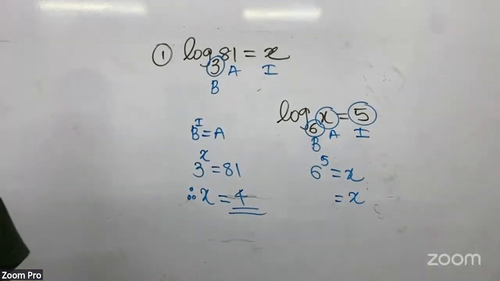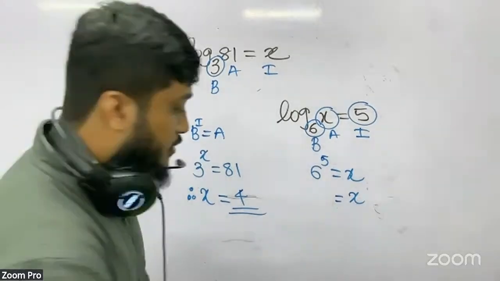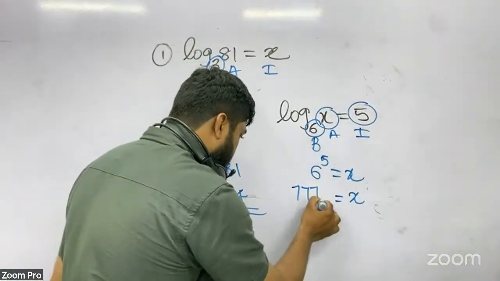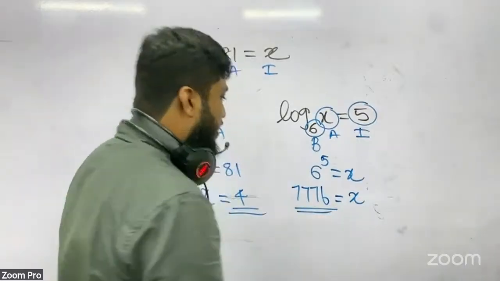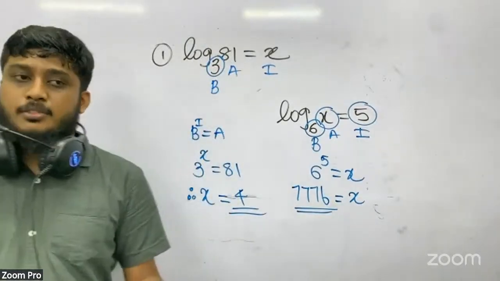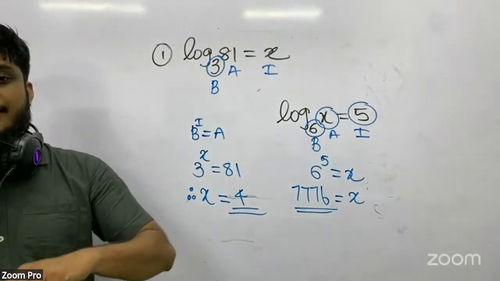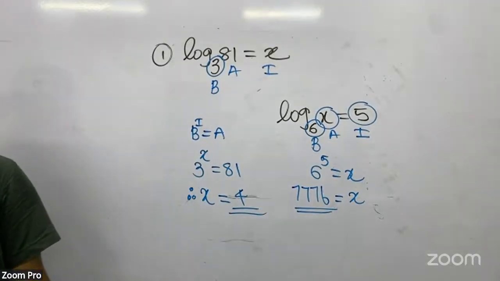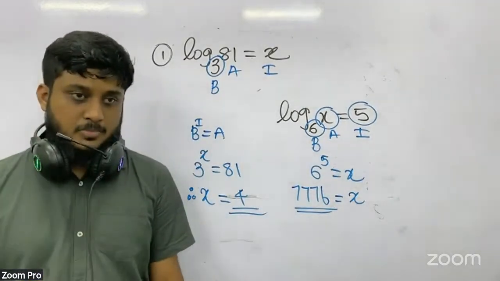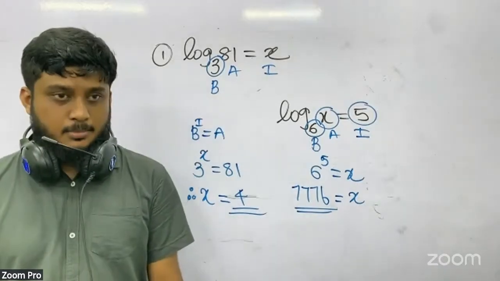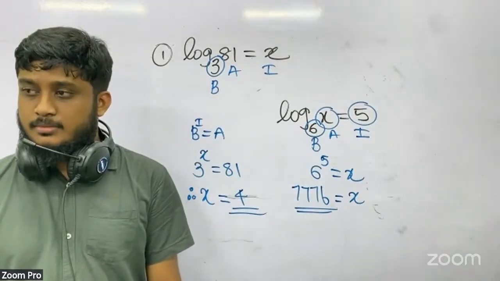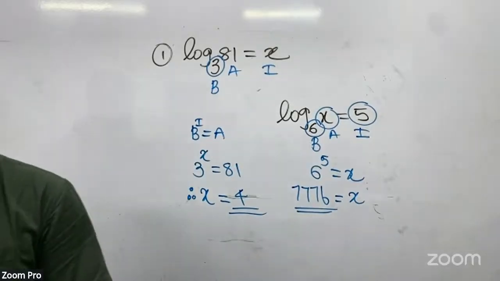You can see I have given a table, the indices table. 6 to the power 5 is 7,776. Was it easy to remember this value? No? So at least remember that 6 to the power 5 is 7776. Can everyone understand this? Is it clear? Nice.